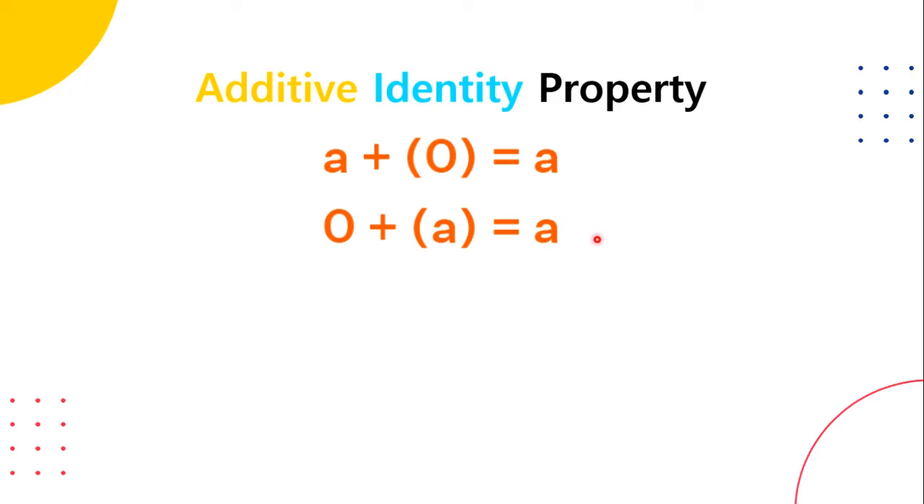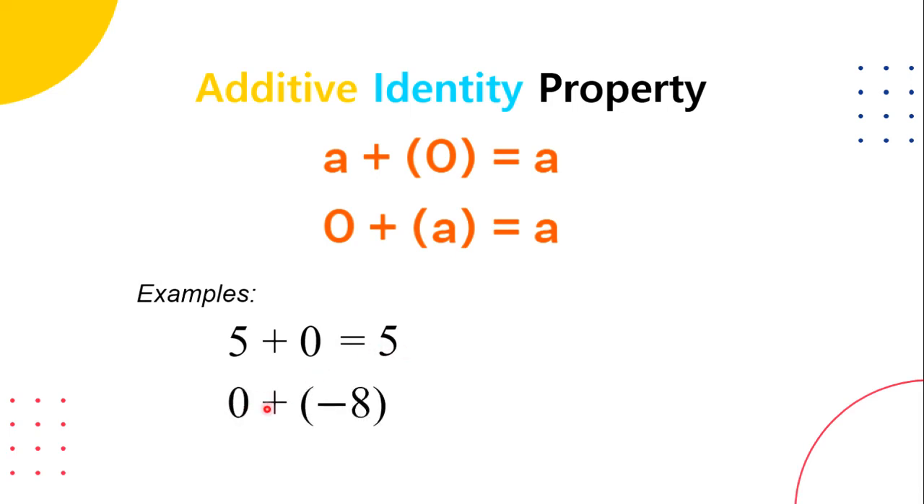Okay, so examples: 5 plus 0, that's 5 still. And 0 plus negative 8, still negative 8. Okay, so again, for the additive identity property, we should add 0 for us to have still its identity. For the multiplicative identity property, the goal is the same: to preserve its identity.